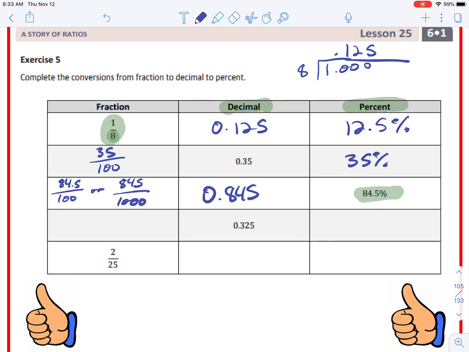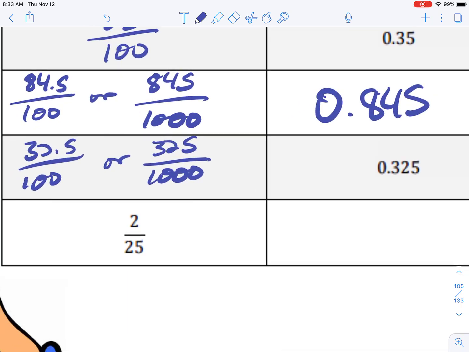Okay? Now, 325 thousandths. As a fraction, this would be 32.5 over 100 or 325 over 1,000. Okay? And as a percentage, this would be 32.5%. So the last one, 2/25ths, all we have to do is round up or scale up.